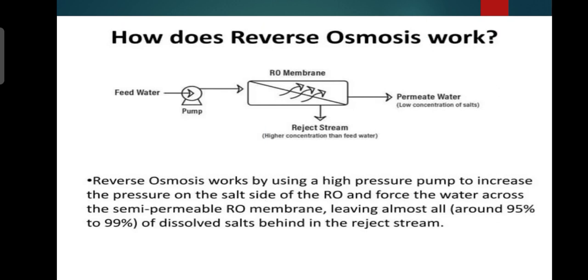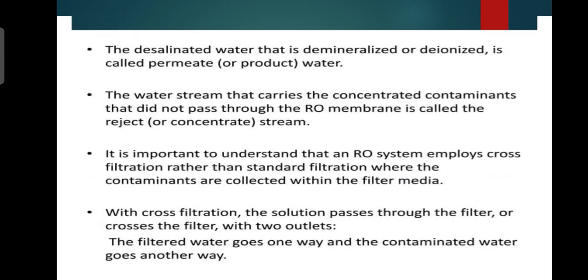And how does reverse osmosis work? Reverse osmosis works by using a high pressure pump to increase the pressure on the salt side of the reverse osmosis and force the water across the semi-permeable reverse osmosis membrane, leaving almost all of the dissolved salts behind in the reject stream.